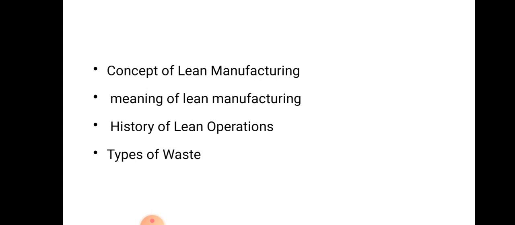And this kind of production of goods uses less of everything as compared to traditional production: less waste, less human effort, less manufacturing space, less investment in tools, less inventory, and less engineering time to develop a new product. So this is how we are going to reduce the waste. I think you understand the basic concept of lean manufacturing.